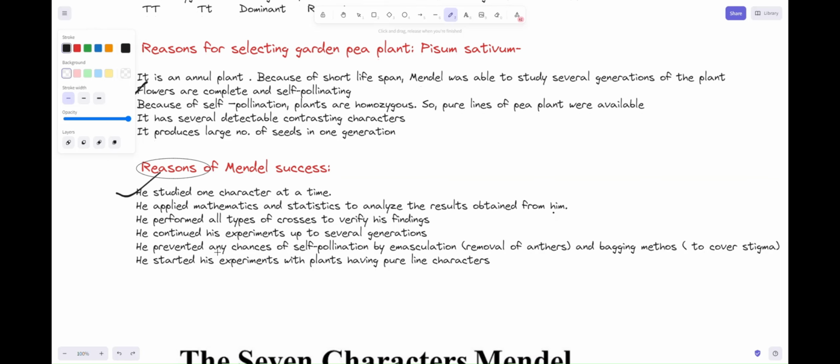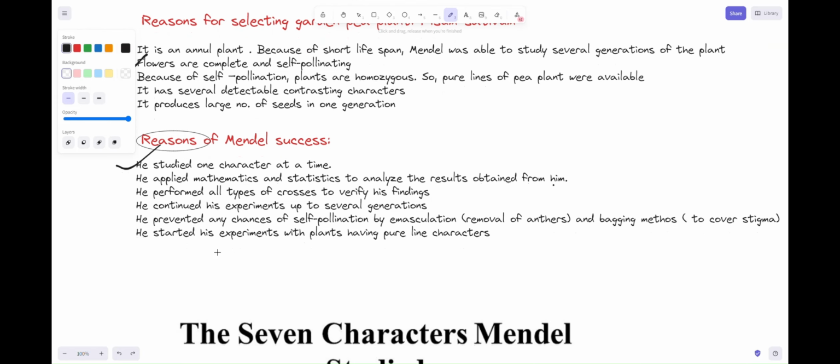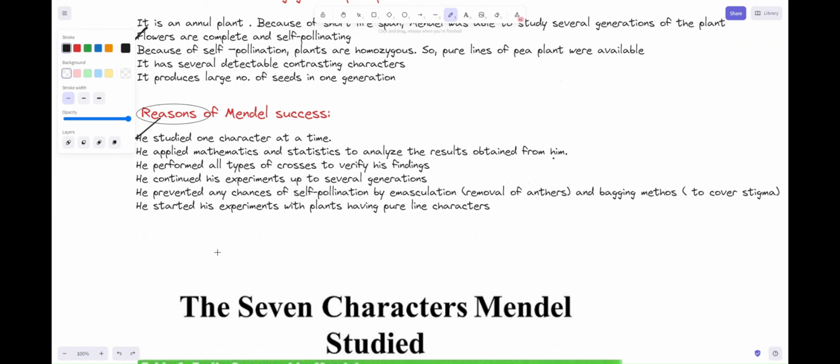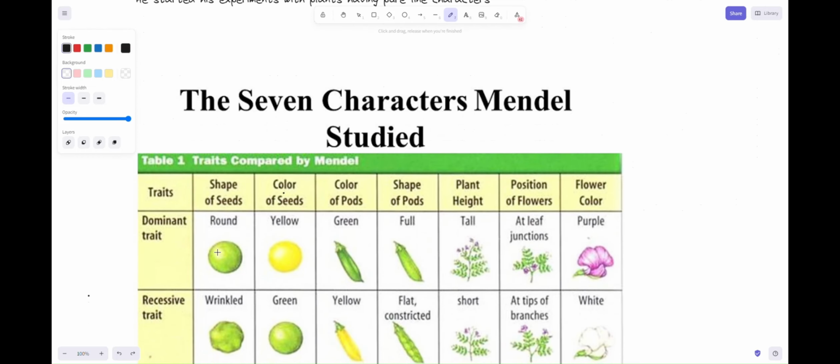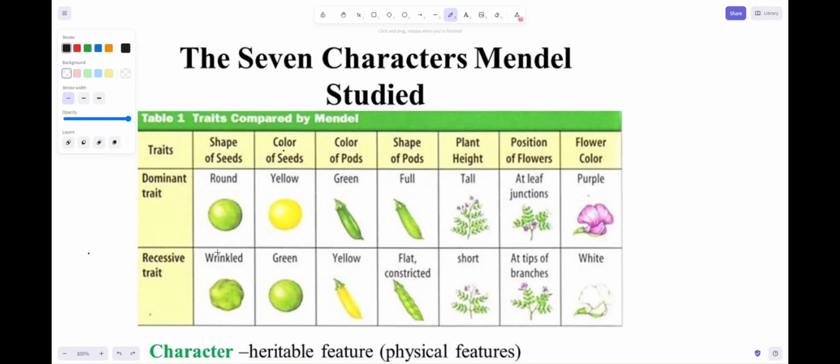Now the next topic: we'll discuss the different characters observed by Mendel in the garden pea plant. This is the table showing the 7 different characters. You can see it is written dominant trait, recessive trait. Under dominant trait: round, yellow, green, full. If you see one character, shape of the seed, the dominant character is the round shape of the seed, and the recessive character is the wrinkled shape of the seed.